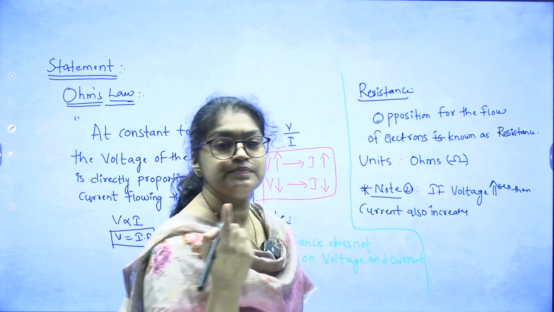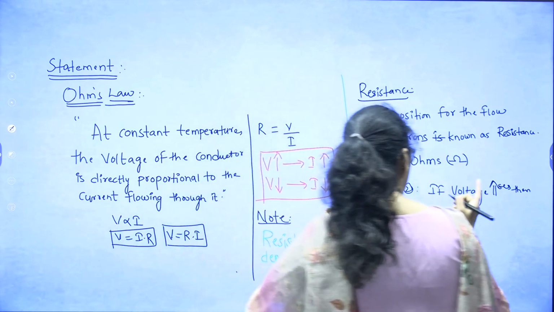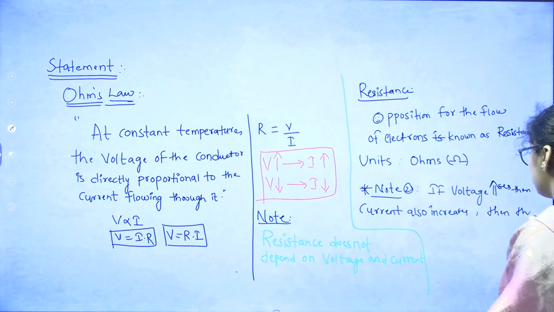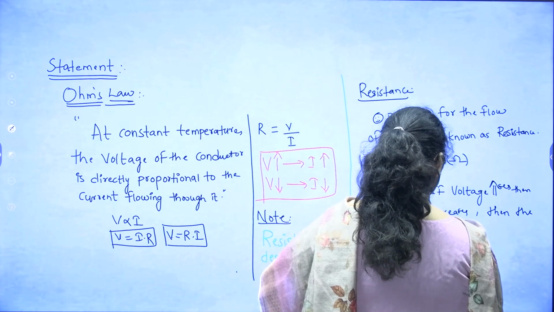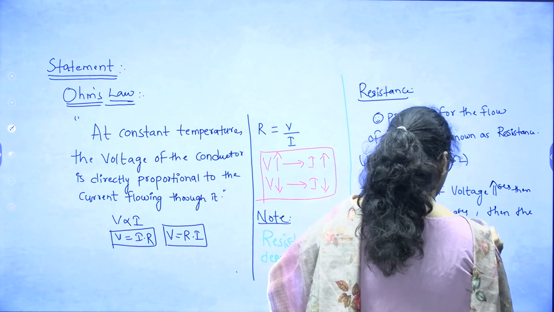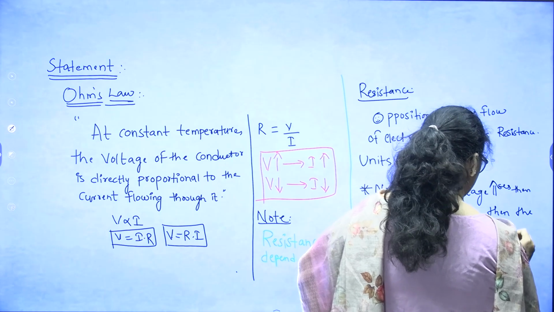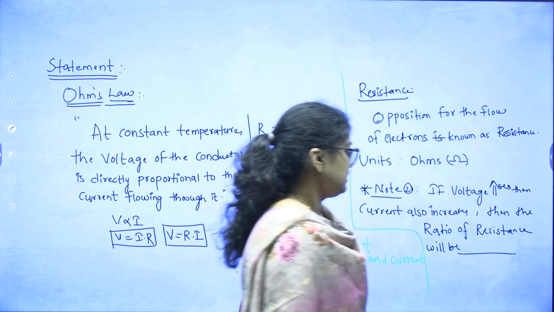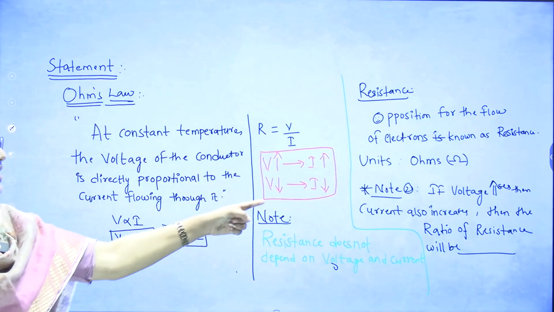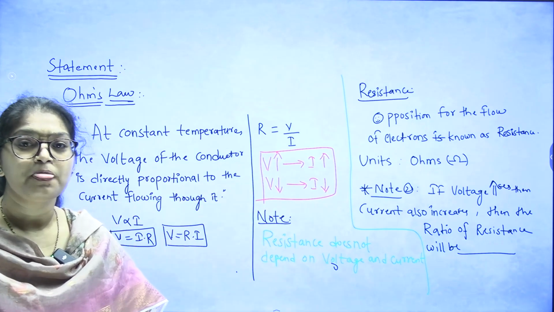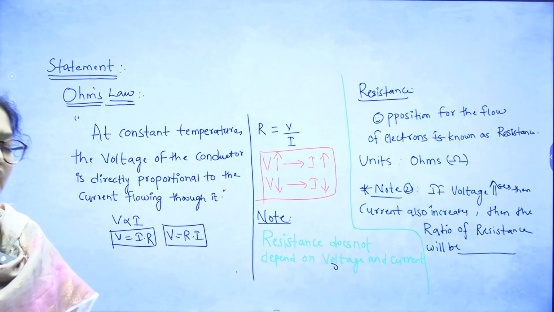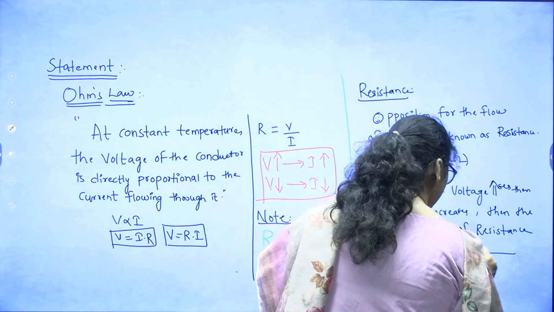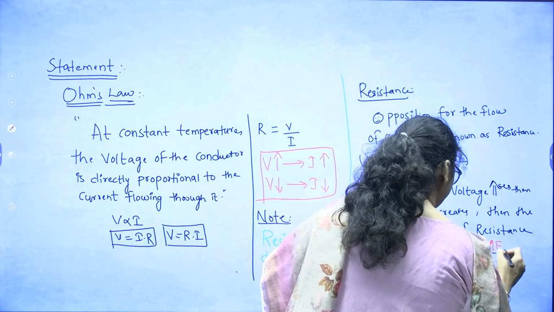If voltage doubles, current also will double. If voltage increases, current also increases, then the ratio of resistance will be... this is for you. If voltage increases, check there, if voltage increases, current also increases, and the ratio of resistance will be same or different? It will be same. Very important. Clear?